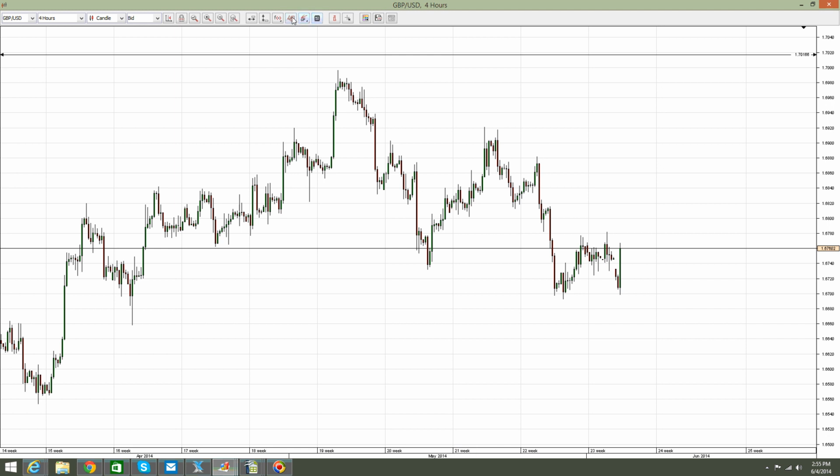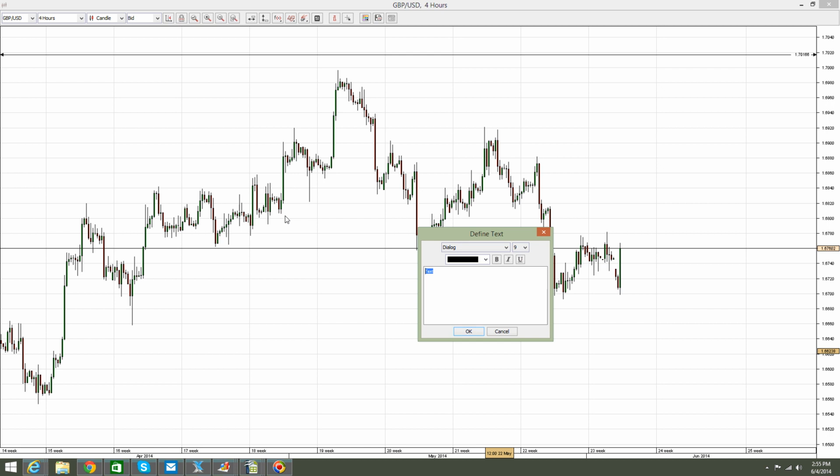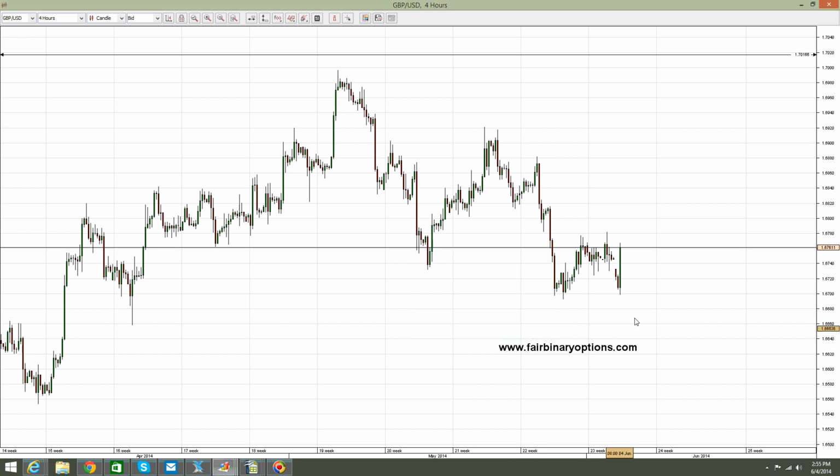So let's write on the screen what we have here and where we are. www.fairbinaryoptions.com, and what we're looking at here is the Great Britain pound US dollar, a currency pair that, as you can see, is now rising quite aggressively from the lows.